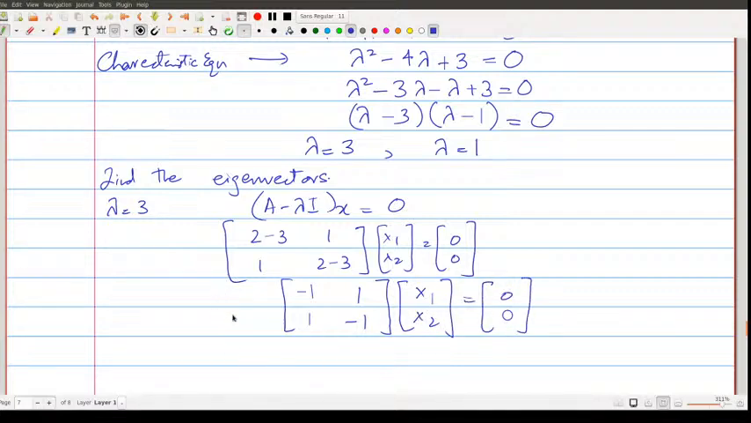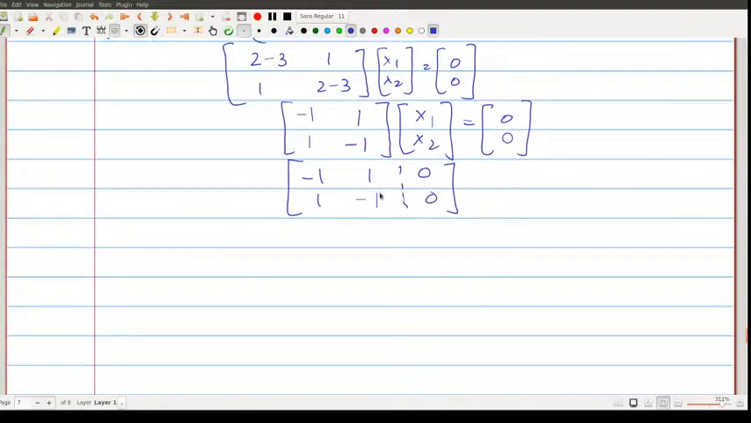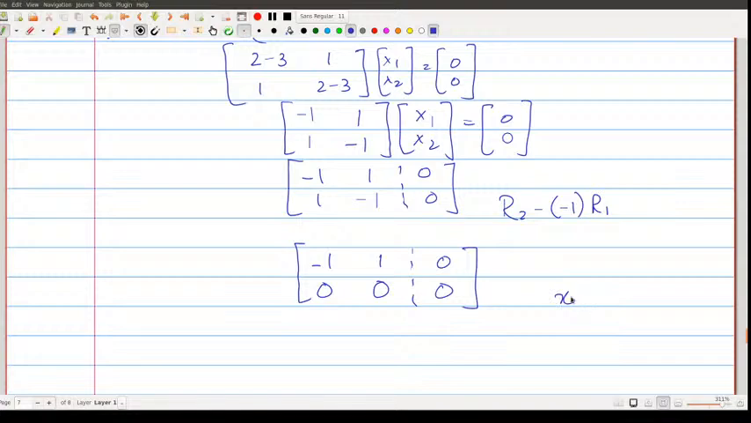We can do elimination here, so let's augment it: minus 1, 1, 0, 1, minus 1, 0. Let's see what we get. Should be simple, the entries are just 1 and minus 1. Let's try R2 minus (minus 1) R1, which is just R2 plus R1. So I get minus 1, 1, 0. Then 1 plus minus 1 is 0, minus 1 plus 1 is 0, and so the second equation is just 0 equals 0. We don't need to worry about that.